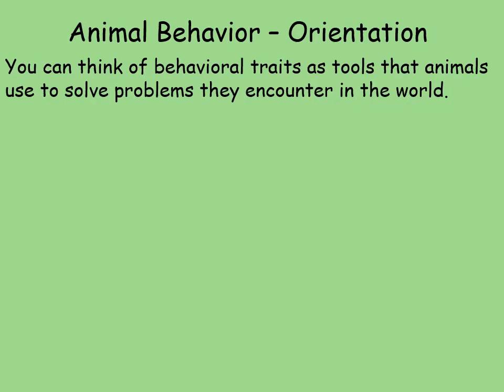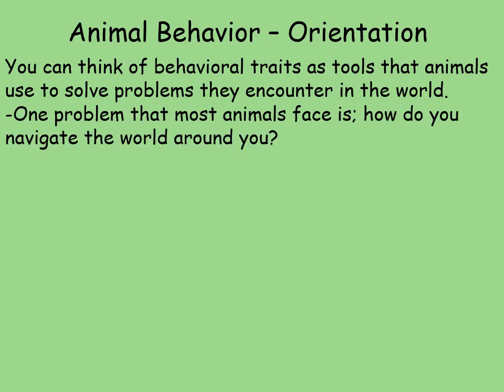Okay, so we've talked a lot about different methods of learning. So now let's turn to a specific class of behaviors, which is orientation behaviors. You can think of behavioral traits as tools that animals use to solve problems that they encounter in the world. So throughout the life of an animal, they will experience a lot of problems, a lot of setbacks, and so they have specific behavioral tools that they can use to solve their problems.